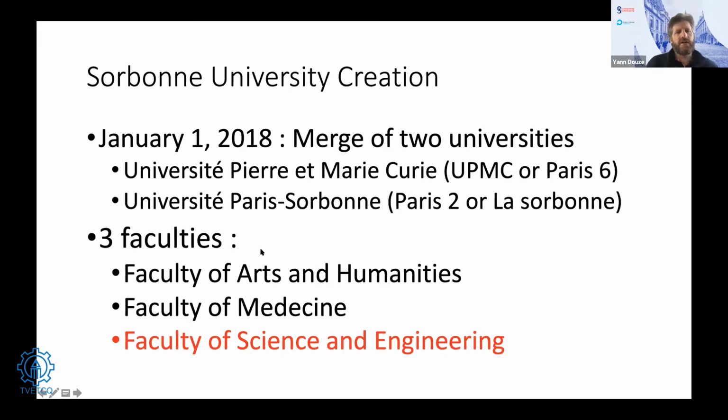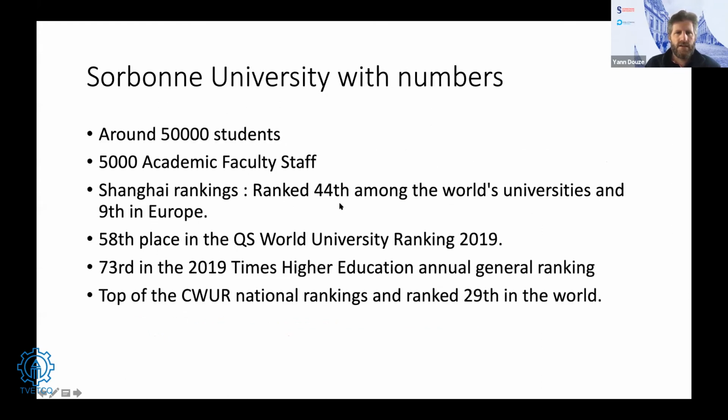We have in this university three faculties: one faculty of arts and humanities, one faculty of medicine, and one faculty of science and engineering. I'm working in the faculty of science and engineering. In total, around 50,000 students and around 20,000 employees. I don't know exactly how many are teachers and others, but it's a big university today, one of the biggest in France, from the merger of these two entities. Okay, there was a little bit of an error. Around 50,000 students. We have 5,000 academic faculty staff. No, sorry, that is for the total.